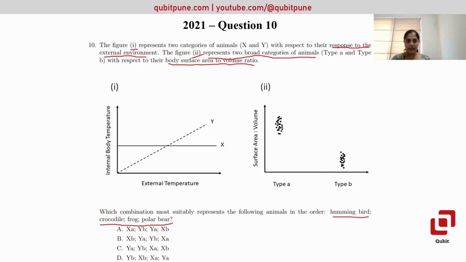So this particular question is from the first chapter of the ecology unit. This is from organisms and populations. So two graphs are given. We have to correlate the relation between them. First is external temperature and internal body temperature, meaning how organisms react to the environment. And secondly, body size and the surface area to volume ratio that they have.